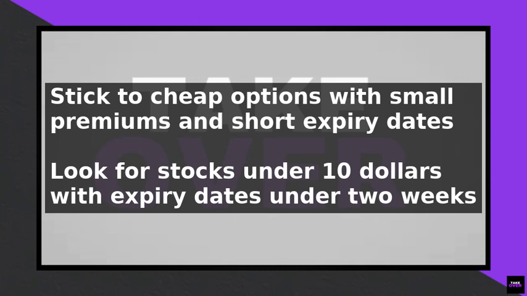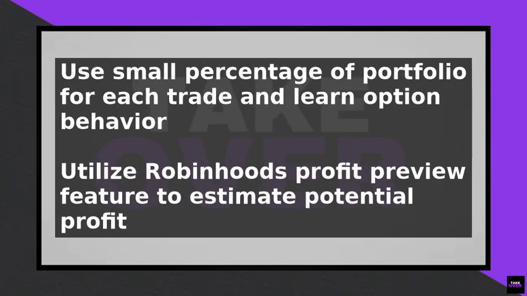own the stock anyway. It's also a good idea to stick to cheap options, looking for stocks under $10 with small premiums between $10 and $50, and expiry dates between 1 week and 2 weeks. Examples of cheap options include stocks like AMC, PLTR, or SoFi.